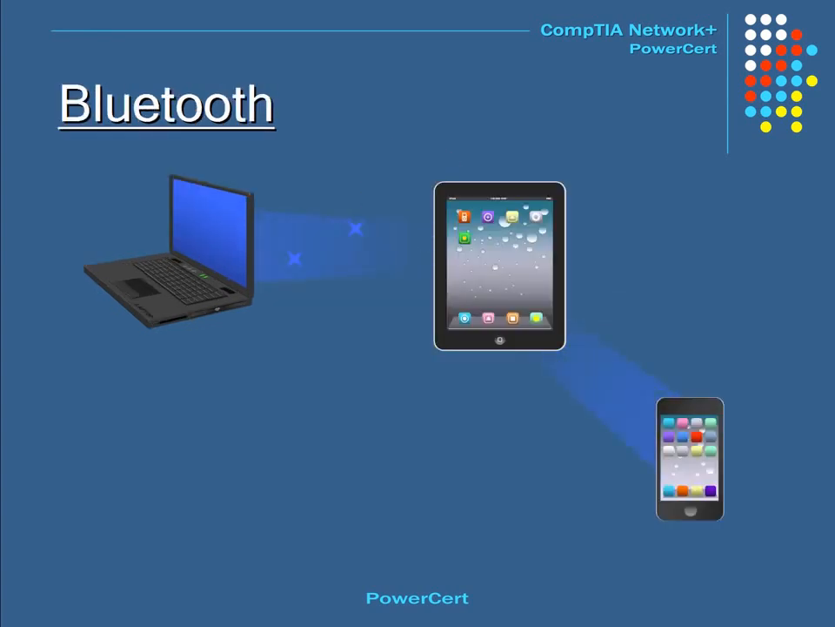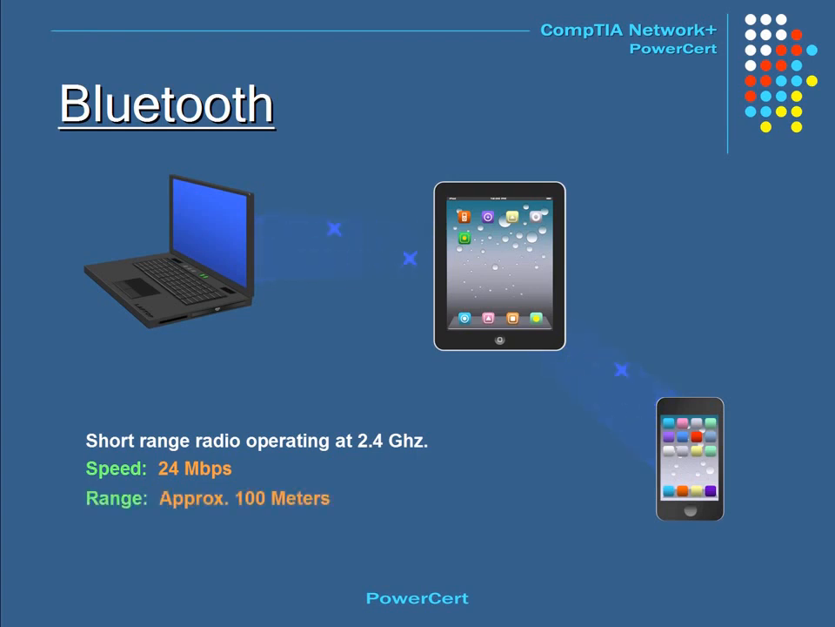Bluetooth is a short-range radio that provides a way to connect and exchange information between devices such as laptops, cell phones, and tablets. It operates at 2.4 GHz and is capable of transmitting both voice and data. The latest standard in Bluetooth has a transfer speed of 24 megabits per second and has a maximum range of approximately 100 meters.